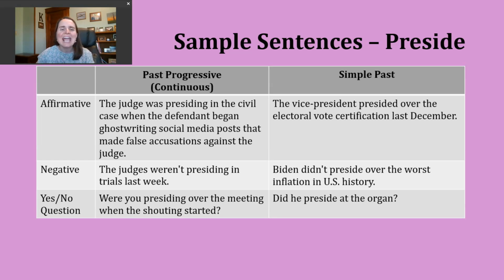Now let's take a look at a negative past progressive sentence. To do this, again, we're going to start with our subject. We'll use either was or were, whichever form matches our subject.